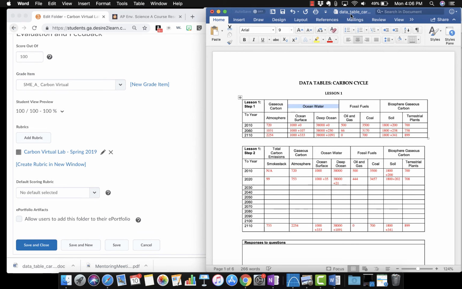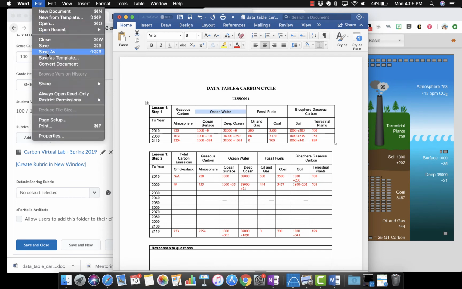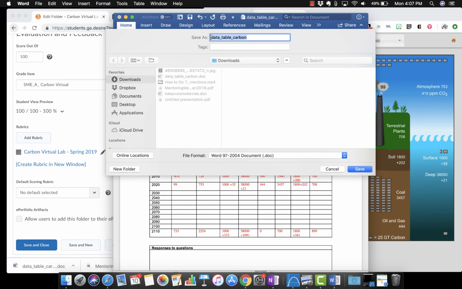But first thing, before you submit it, go ahead and do a save as, and save this with your last name. I would call this Crodel, that's my last name, and I would call it Carbon Virtual Lab, and I would save it. That way when you're uploading it, it's got your name, so when I open it to see it, I know that that's your assignment and you get credit for your work.